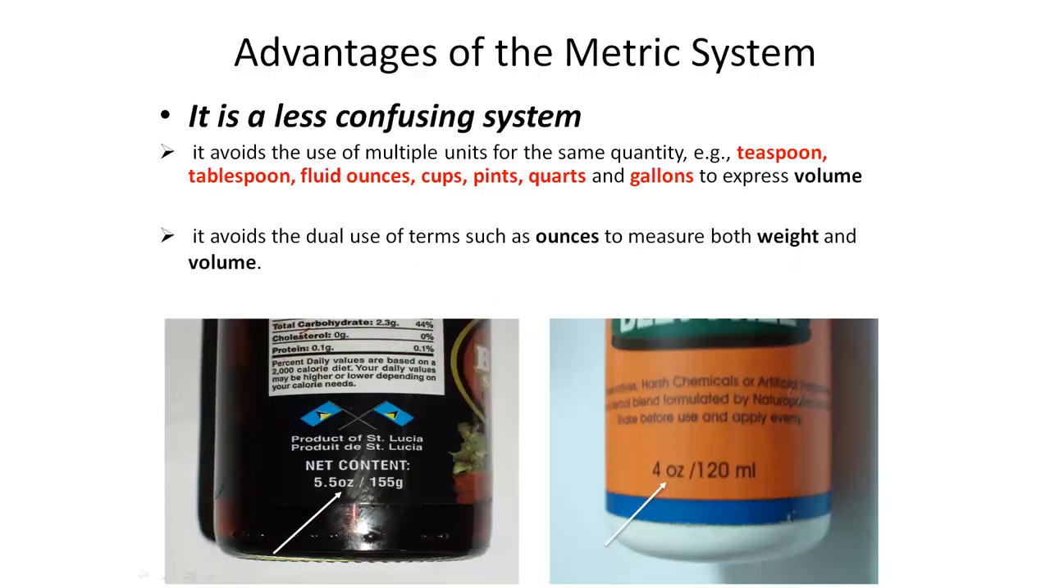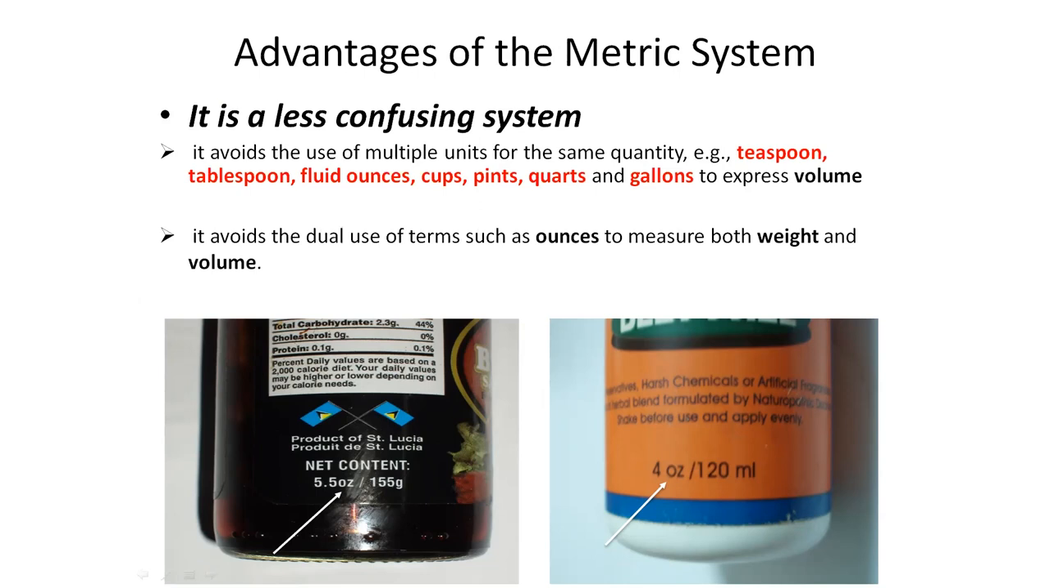So what are the advantages of the metric system? First, it is a less confusing system. It avoids multiple units to express volume, for instance, teaspoon, fluid ounces, etc. That can be somewhat confusing. With the metric system, you have the liters and the submultiples. Also, it avoids the use of dual terms, such as ounces to measure both weight and volume. And these are errors that people would commonly make.